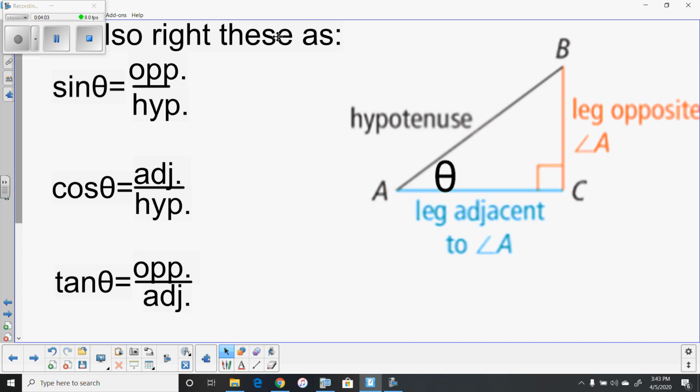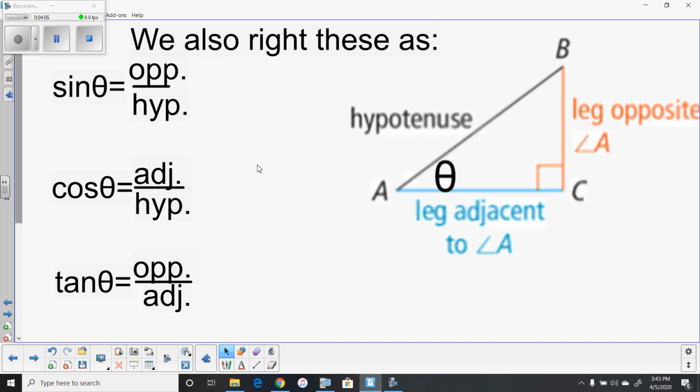Here's a little bit of an easier way we can look at it. Sine equals opposite over hypotenuse. Cosine equals adjacent over hypotenuse. Tangent equals opposite over adjacent. We have this funny symbol here. It's called theta. It's just a Greek letter that we typically use for angles. We ran out of letters in the alphabet, so we start using Greek letters. I know it sounds crazy, but that's just what we do. We use theta for angles.